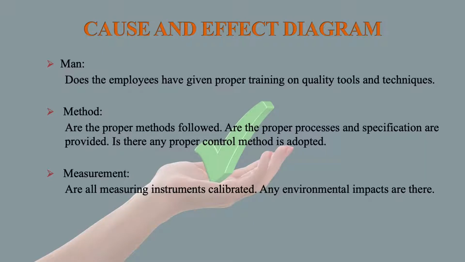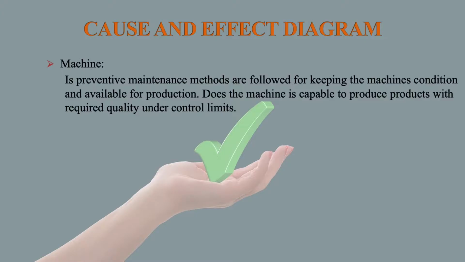Then measurement. In the measurement, are all measuring instruments calibrated? Is there any environmental impact? So these things one has to see before measuring. All measuring equipment needs to be calibrated. Then only we can avoid the problems.